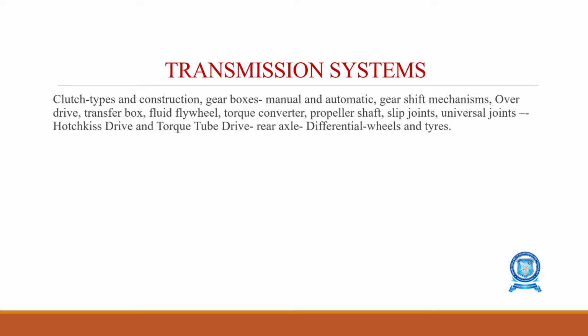After that, we'll be discussing the drive systems, the rear axle, and finally the different types of differentials. Then the wheels and tires. In the wheels, what are the different types we have? The normal conventional metal wheels and alloy wheels.